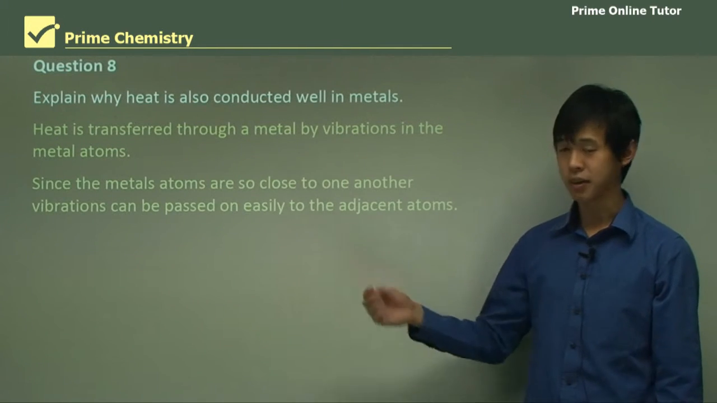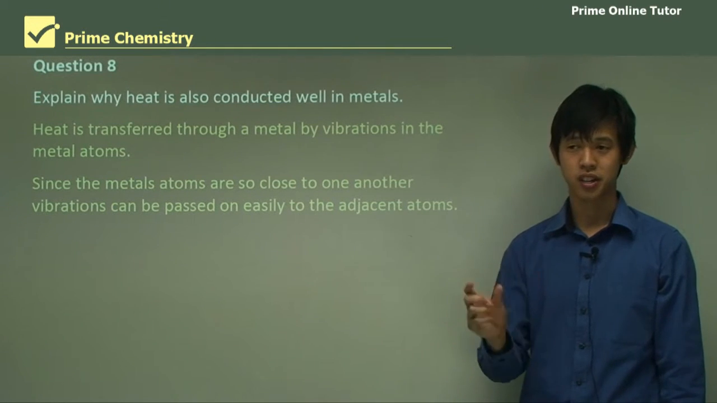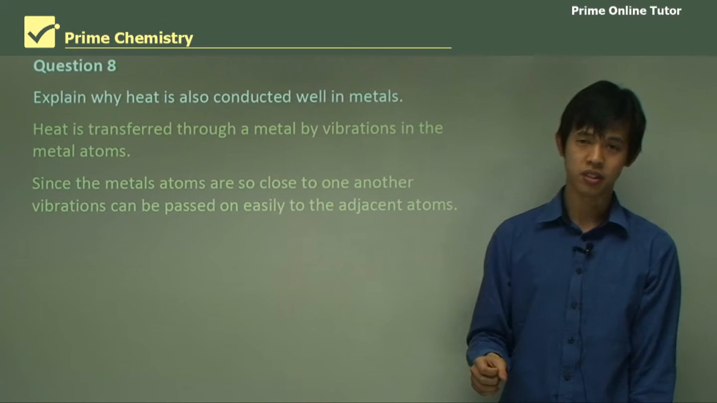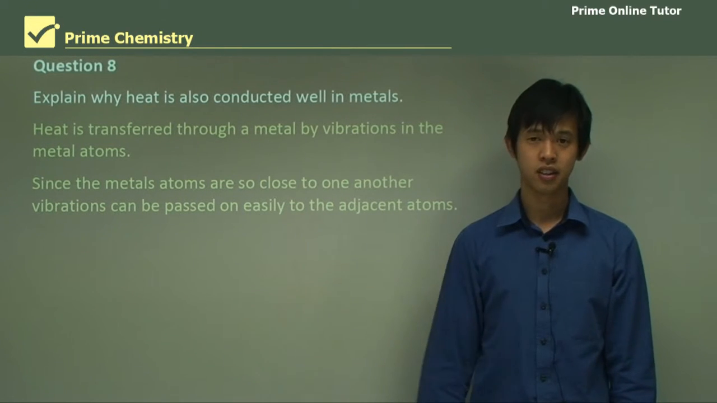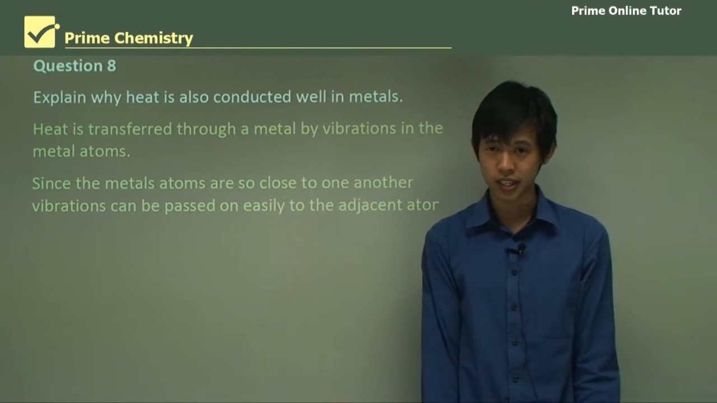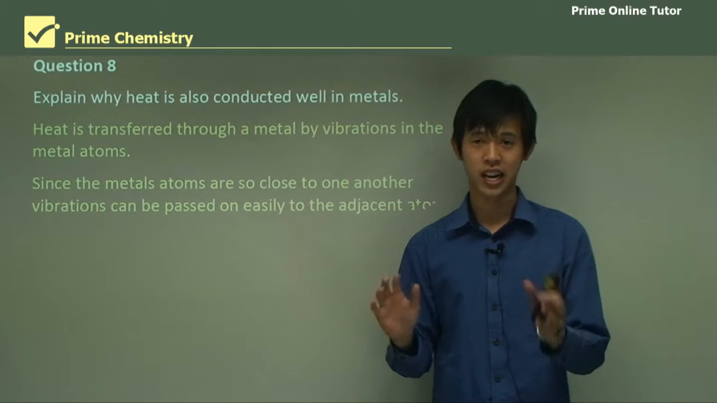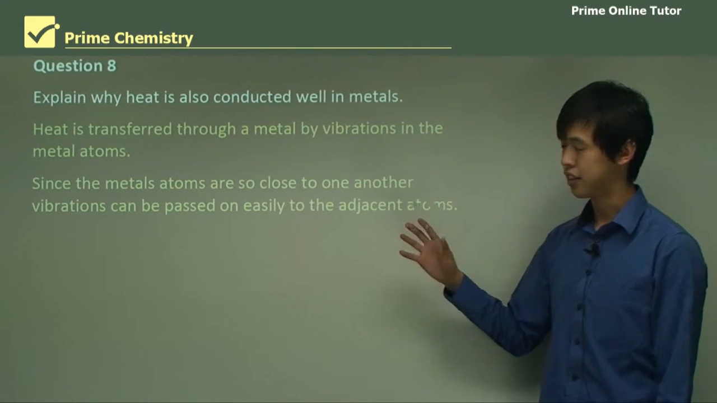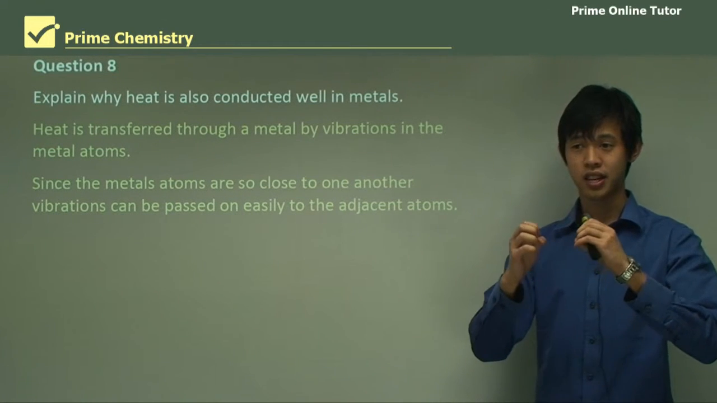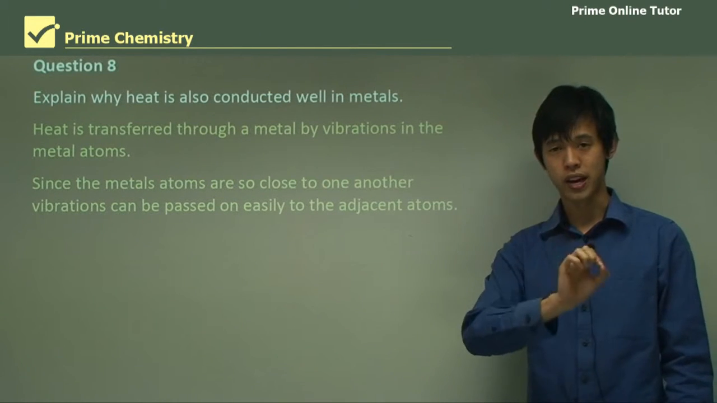Now, since the metal atoms are close together, vibrations can be passed very easily to one another. So imagine if I was standing here with someone standing here. If I was to start shaking, they would just be fine. But if we were right up next to each other, then if I started shaking, they would start shaking as well, just to get out of the way. So the fact that they're so close together means that vibrations can be easily passed along from one atom to another.